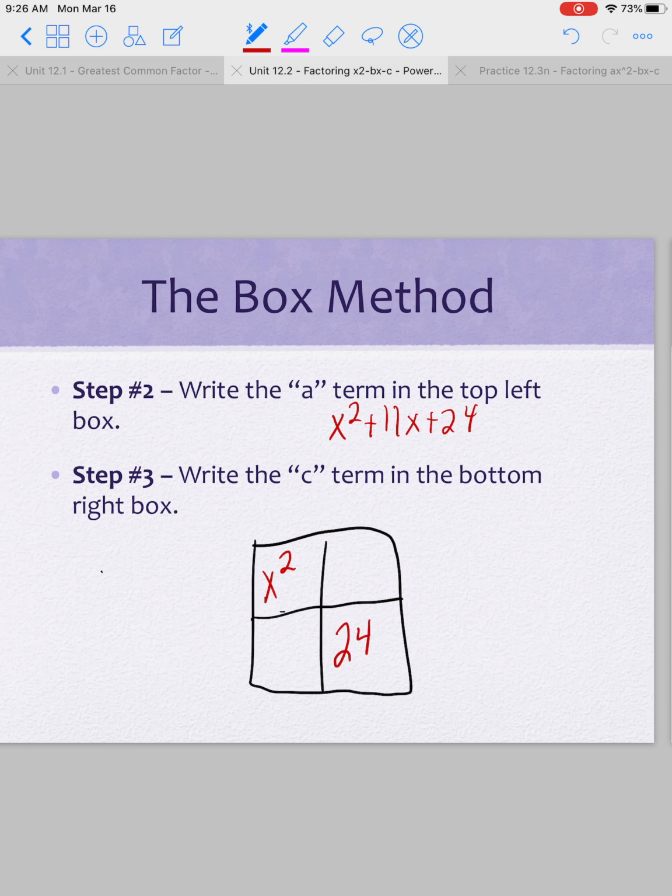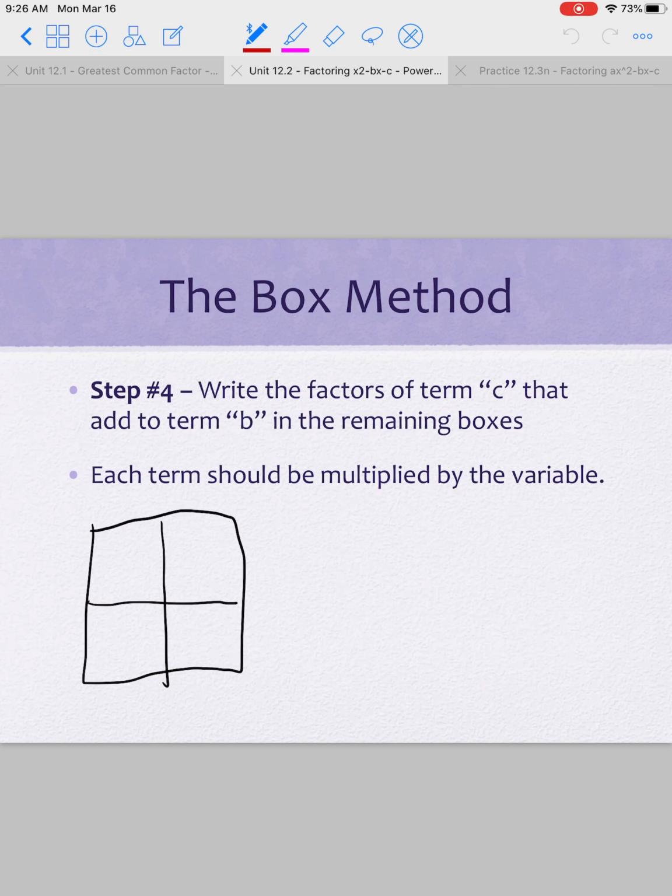Moving on to step 4, we had x squared and 24 here. Write the factors of the term C that add to term B in the remaining boxes. So what we have to do is find the factors of 24. Once again, we'll list them out here.